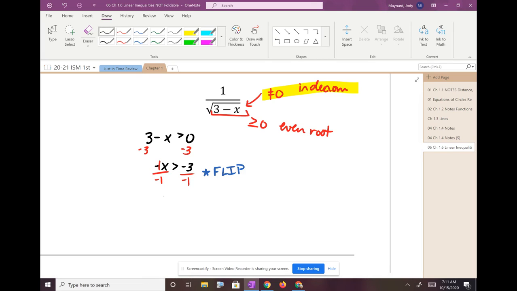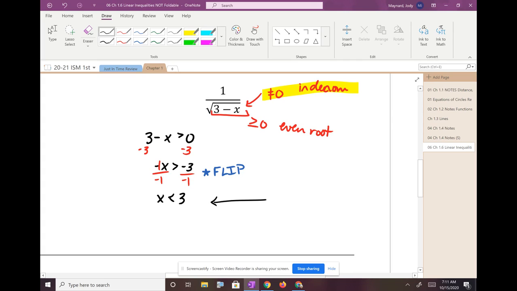So negative 1x divided by negative 1 is just x. Flip the sign, it is less than. Negative 3 divided by negative 1 is a positive 3. So this is our domain. Our domain has to be x is less than 3, because if it was equal to 3, you'd have 3 minus 3 is 0. The square root of 0 is 0, and you can't have 0 in the denominator. So in this case, we can't be equal to because it's in the denominator.